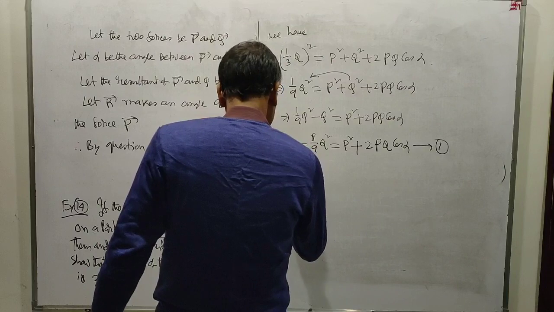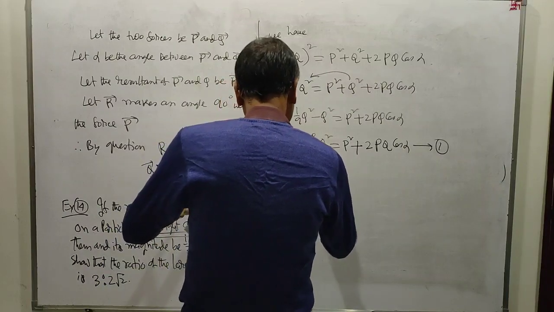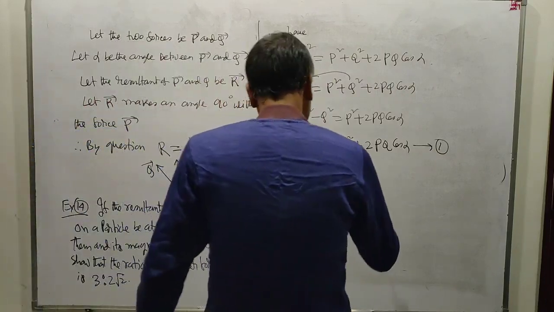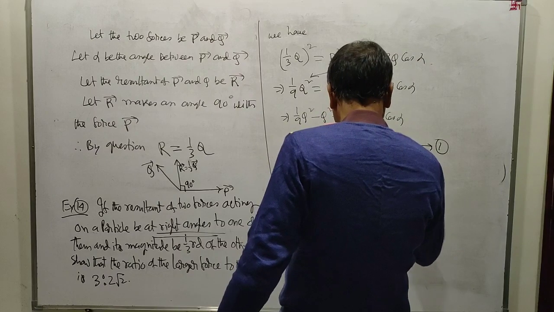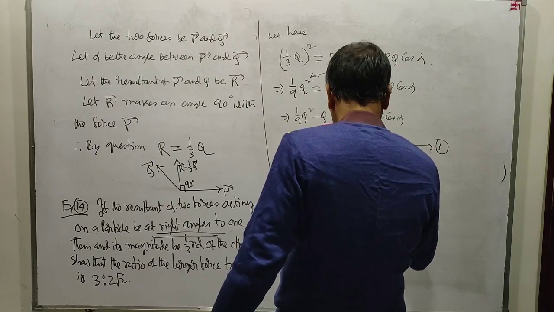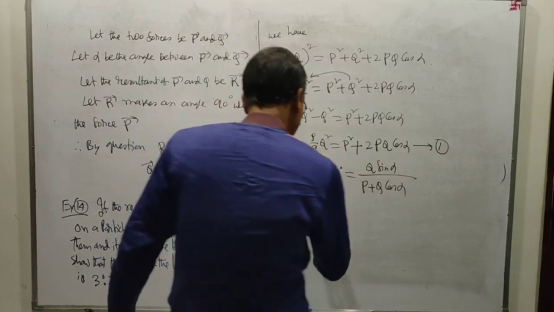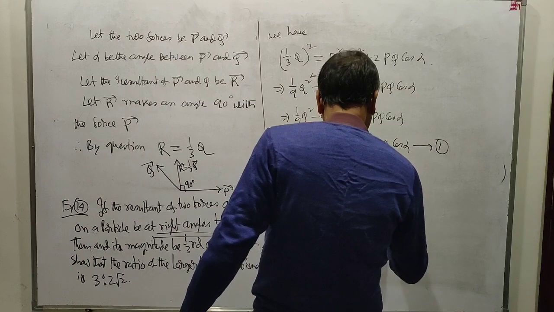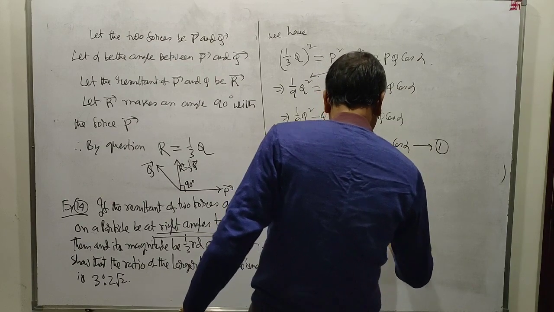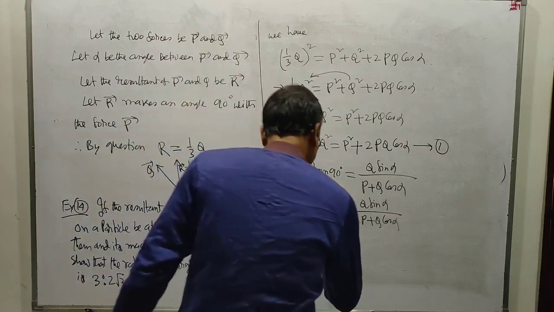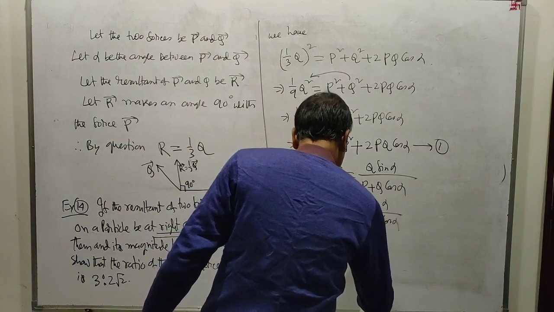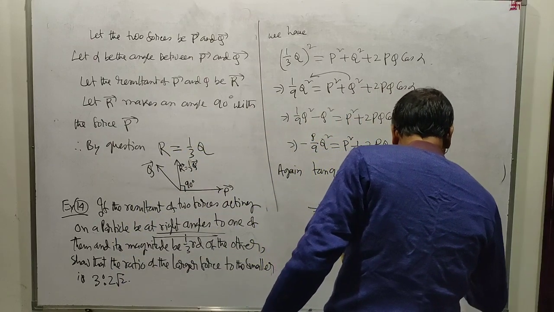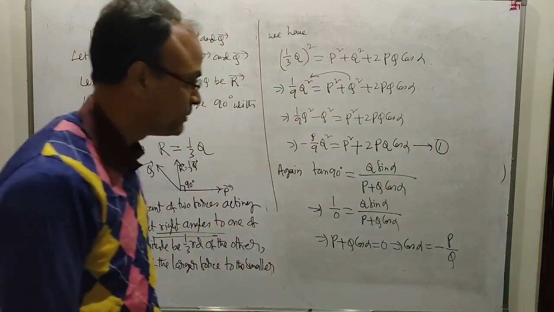Again, tan 90 degree equal to tan theta equal to Q sin alpha divided by P plus Q cos alpha. This means 1 by 0 equal to Q sin alpha divided by P plus Q cos alpha. You will get P plus Q cos alpha equal to 0. This means cos alpha equal to minus P by Q. Suppose this is number 2.